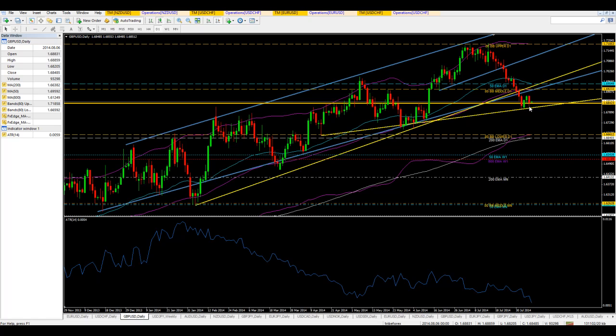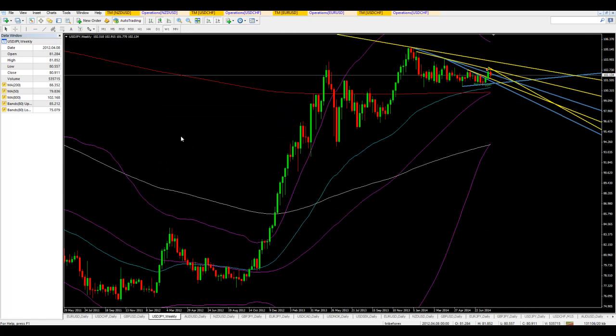Now we're looking for another opportunity, so we're going to be looking for a buy. This area of support has really held on well for us. We're going to be looking for a buy at 1.6820 on the pound dollar, as price closed above areas of support. So, buy at 1.6820.